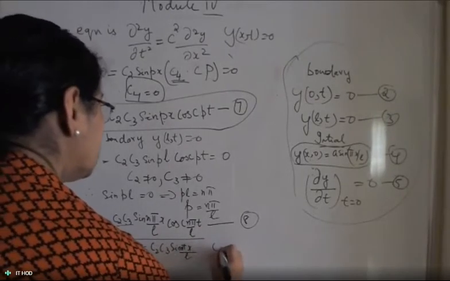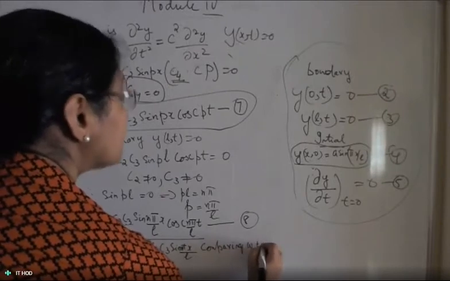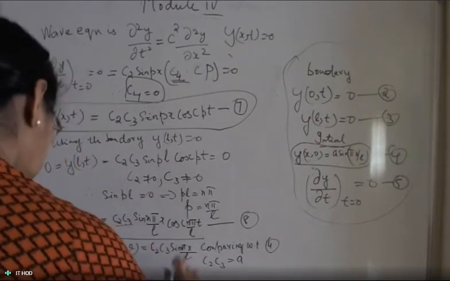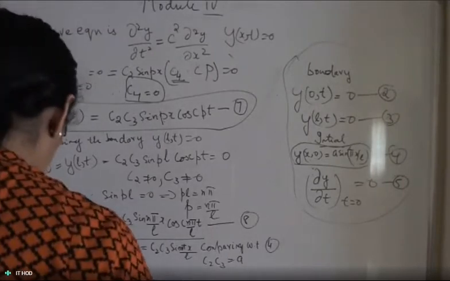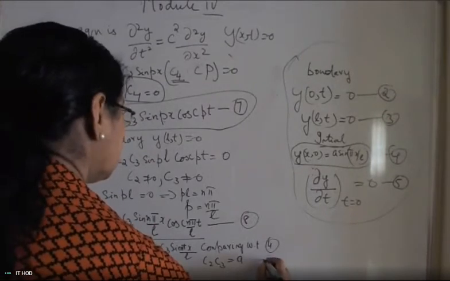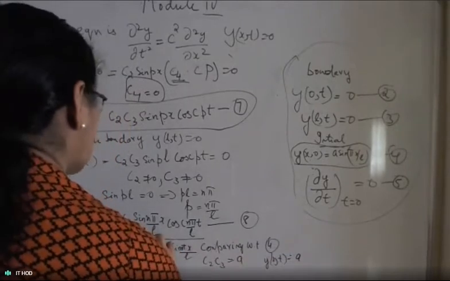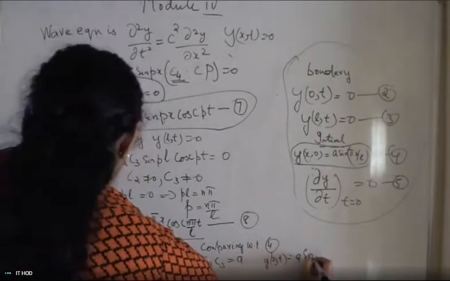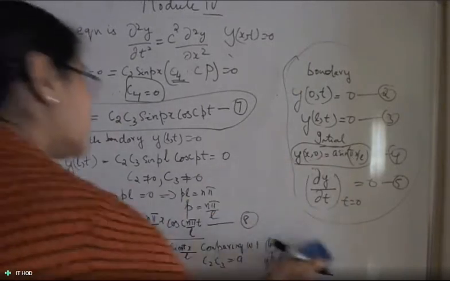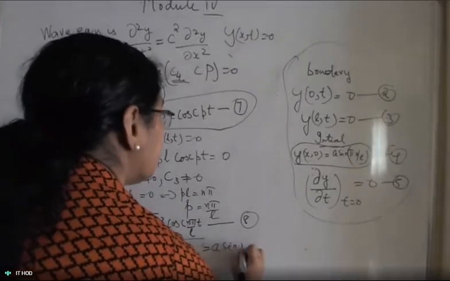So here we are getting C2 C3. Comparing this with the fourth equation, you will get C2 C3 is equal to A. So the solution y(x,t) is equal to A sin(nπx/L). Here n is 1, because comparing sin(nπx/L) and sin(πx/L), this is equal to A into sin(πx/L).